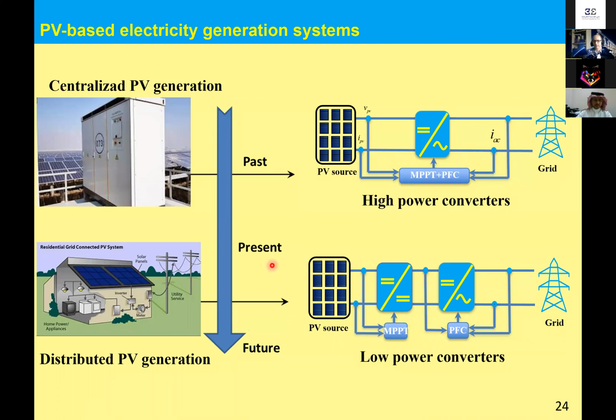In large scale PV generation systems, they usually use a single stage configuration, while in small scale PV systems, the approach used is the two-stage, where we have a DC-DC converter to perform maximum power point tracking and a DC-AC inverter to perform power factor correction. This means that its operation is such a way that it injects to the grid a sinusoidal current, which is synchronized to the grid voltage. This is power factor correction.